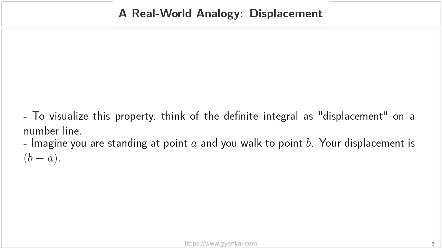Your displacement is b minus a. Think of a number line. If you start at a certain number, which we're calling a, and you move to another number, b, the difference between those two numbers, b minus a, tells you how far you've moved and in what direction.